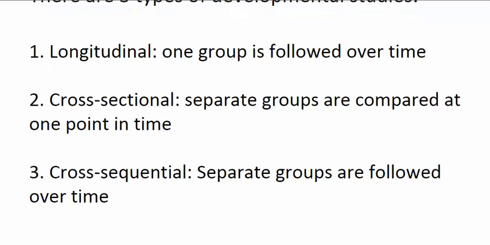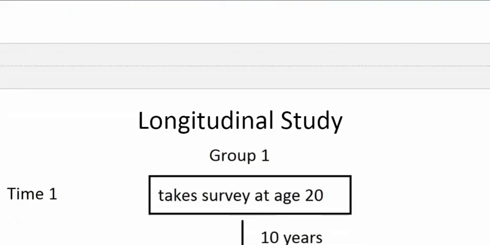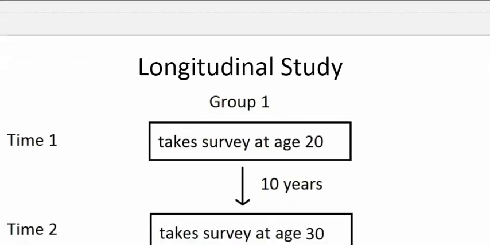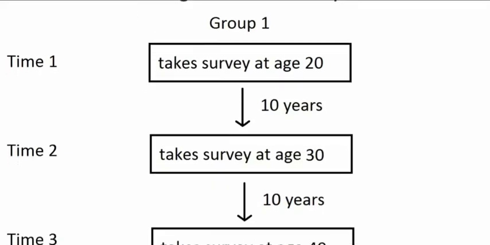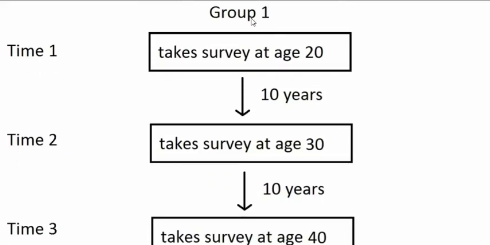So let's start with a longitudinal study. A longitudinal study is a study, like I said, in which a single group is followed across time. In this longitudinal study, a group of people is taking a survey at age 20, age 30, and at age 40. This survey could be anything. It depends on what the researcher is tracking across time. If the researcher is looking at happiness, the researcher would be giving a happiness survey to this group 3 times. And if the researcher was tracking self-esteem, it would be a self-esteem survey.